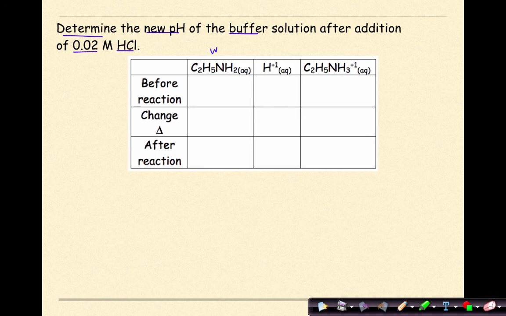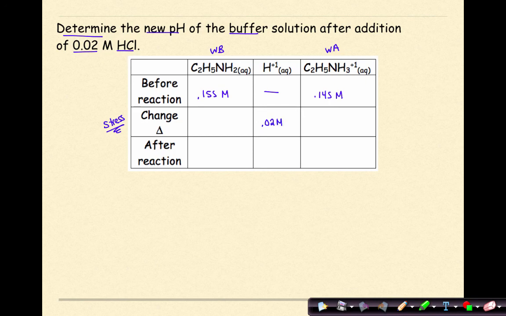C2H5NH2. That's going to be my weak base. The C2H5NH3+ is going to be my weak acid. And the H+, of course, is going to be the ultimate stress of adding the hydrochloric acid. Before the reaction, I have 0.155 molar of my weak base, and I have 0.145 molar of my weak acid, and the H+ has not been added yet. The change in the situation is the stress of the addition of the hydrochloric acid. In this case, we're adding 0.02 molar hydrogen ions.